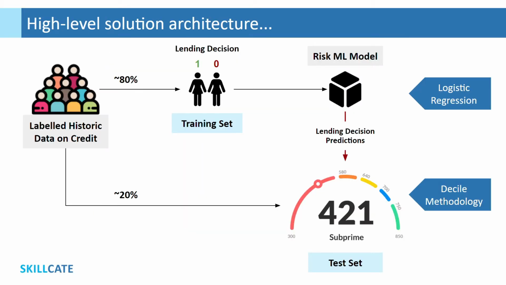At a high level, our solution architecture is something like this. Using 80% of our labeled dataset of historic loan applications, we would train a logistic regression risk model. And then we would use this machine learning model to predict the likelihood of loan repayments for the remaining 20% applications. Towards the end, we would use Decile methodology to identify the business rules for accepting or rejecting any new loan application, targeting business profitability as well as market penetration.